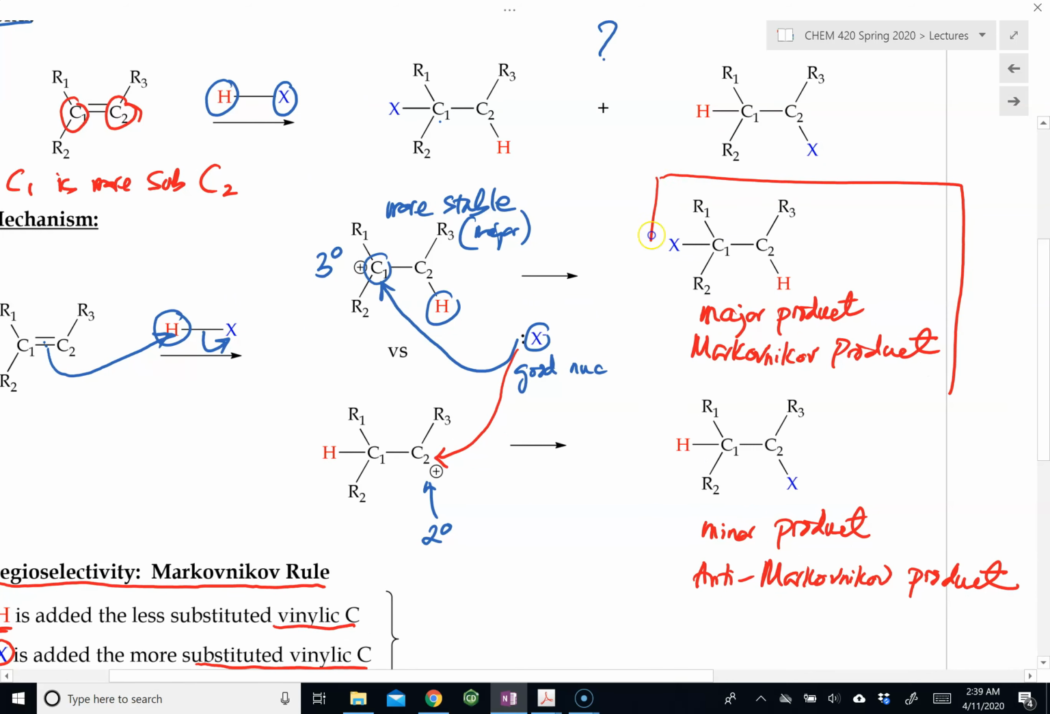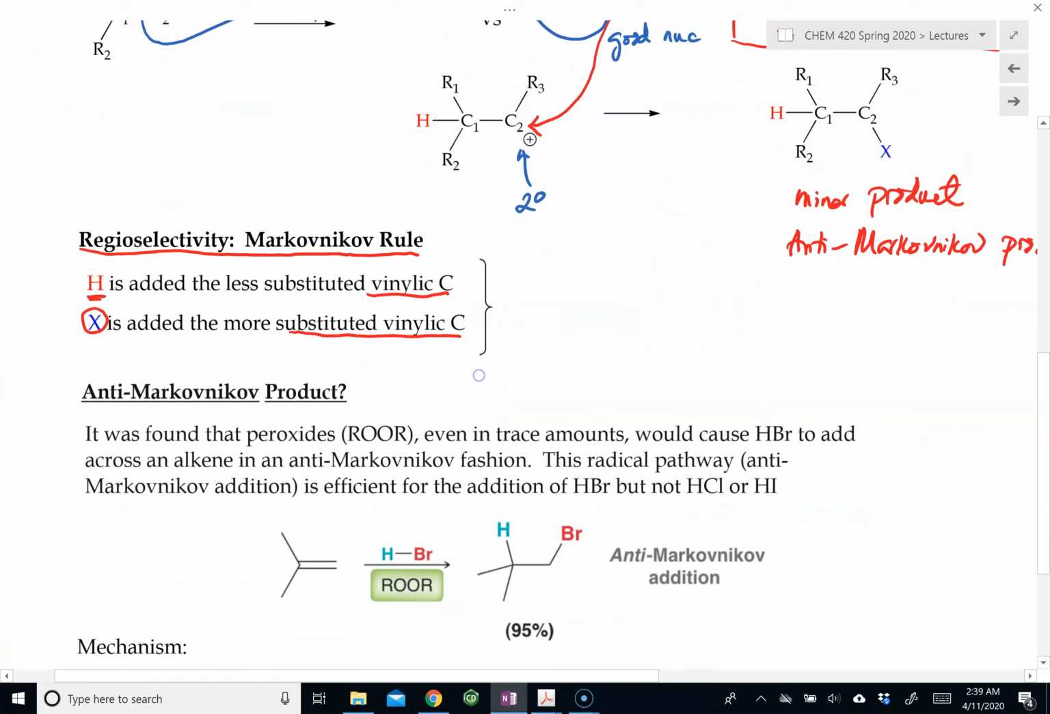So therefore, this product right here is the major product, or we also call this the Markovnikov product, because it follows this observation right here. And in the hydrohalogenation reaction, the Markovnikov product is the major product.